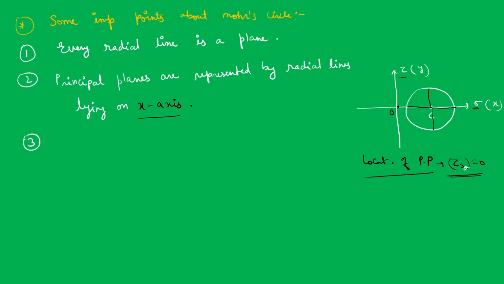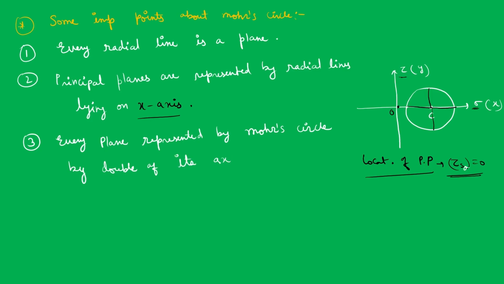Now then, there is another thing: every plane is represented on the Mohr circle by double of its actual angle.